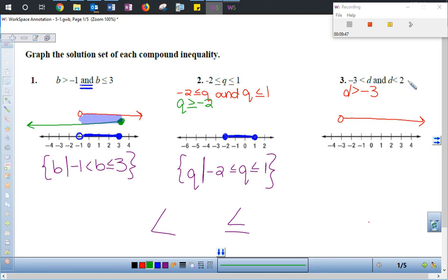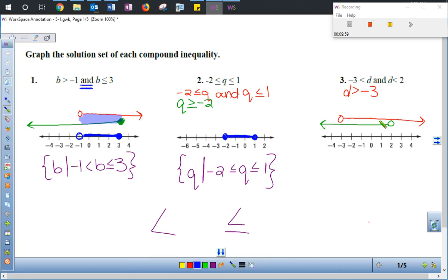Now d is less than 2, so this starter graph is going to be above 2 with an open dot and an arrow going to the left, because those are the numbers less than 2. Now, since this is an "and" inequality, I want where these two graphs overlap. So notice they start overlapping at -3 with that open dot, and they stop overlapping at 2 with that open dot. So just this area where they overlap is what I'm going to put on my graph. So I'm going to start with the open dot on -3, end with the open dot on 2, and we fill in what's in between.